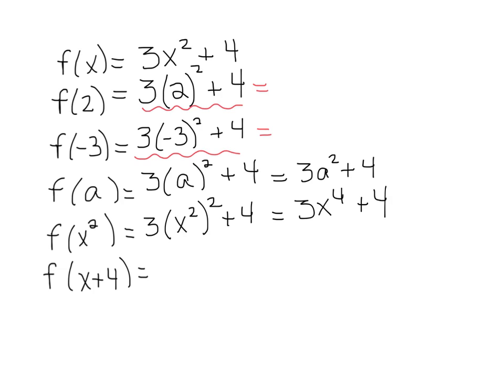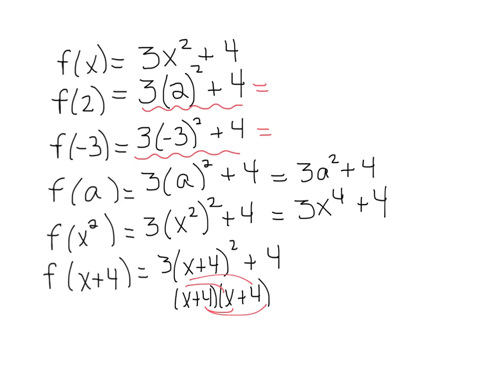Now last but not least, if I want to find f of x plus 4, everywhere I see an x, I'm going to put an x plus 4. So 3 times x plus 4 squared plus 4. To simplify this, you would have to realize that x plus 4 squared is x plus 4 times x plus 4. You would FOIL this out, get some answer, and then multiply it by the 3, and then add the 4. We're going to do examples like this in the classwork, but I want you to understand the concept: if I have f of x, f of 2, f of negative 3, all that's changing is what's going inside these parentheses, and that's it.